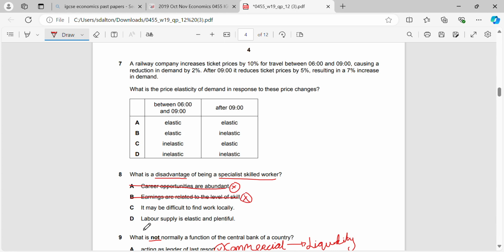Labour supply is elastic and plentiful. Well, that would be incorrect. For specialist skilled workers, it may be difficult to become that specialist skilled worker, so the labour supply may be inelastic. But a disadvantage is that because their skills are so uncommon, they may have to move to other areas to get their jobs, so it may be difficult for them to find work in their local area.